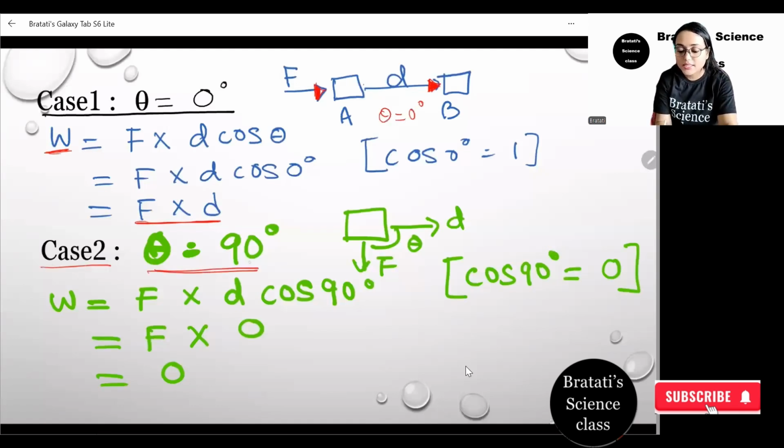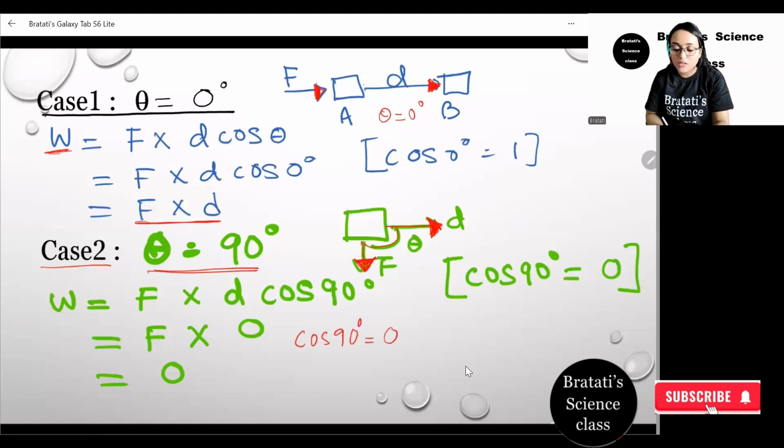In case 2, theta is considered as 90 degree when the object is being pulled gravitationally downwards, and it is moving horizontally towards the right or left side. The angle between the force and displacement is theta. As theta equals 90 degree and cos 90 degree equals 0, no work is done. W equals 0 when an object is at uniform velocity and is only being pulled downwards. I gave you the example, you remember? I'm carrying a stack of books, but I'm moving horizontally. The displacement is there, but the force is applied downwards, the gravitational pull. There is no work done.